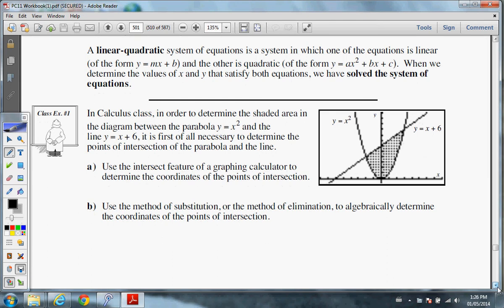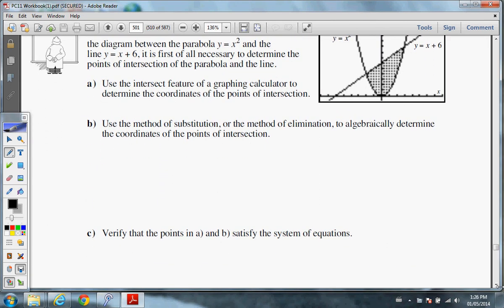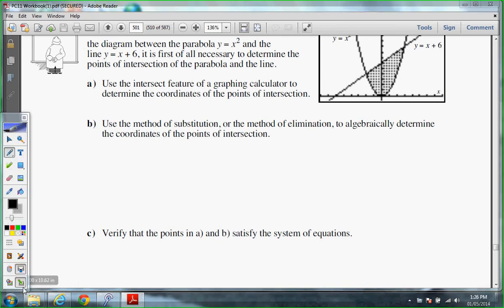So on your calculator, we're going to go ahead and use the intersect feature to figure out these intersecting points. I'll let you do that. So in y1, go ahead and put x squared there, and your y2, put x plus 6. You should get something similar to this picture here. Make your y min on your window like -2, something small, so you get a nice good picture of the graph.